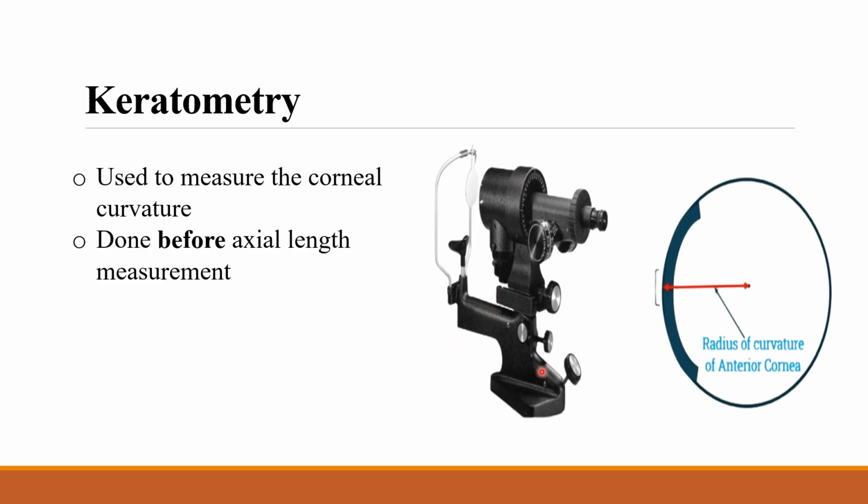The picture shows a manual keratometer, and here is the radius of curvature of the anterior cornea. This is the anterior cornea, this is the center of curvature, and this is the radius of anterior curvature. Keratometry is used to measure the corneal curvature, and it is done along with axial length measurement, and we find K1 and K2 from keratometry.